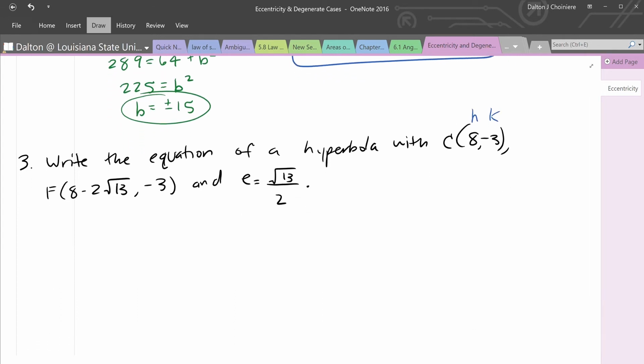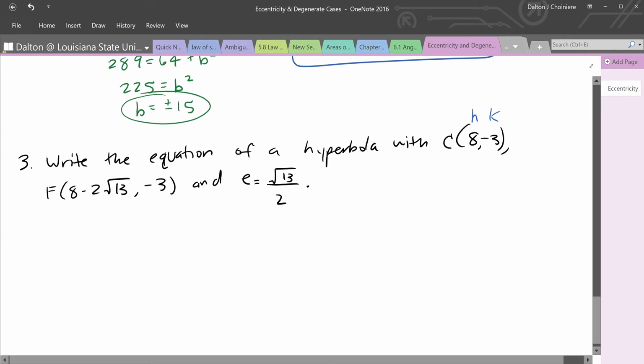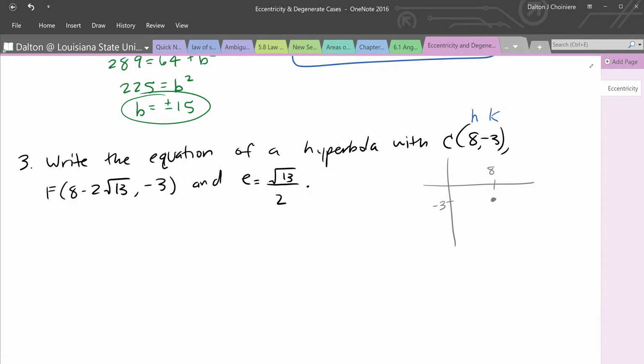And if we look at the focus, we know that the focus is given by, actually, we go ahead and sketch this hyperbola again. So we got, let's see, 8, -3. So there's the center point. The focus is given by 8 minus 2 square roots of 13, -3. That's going to be one of the foci.